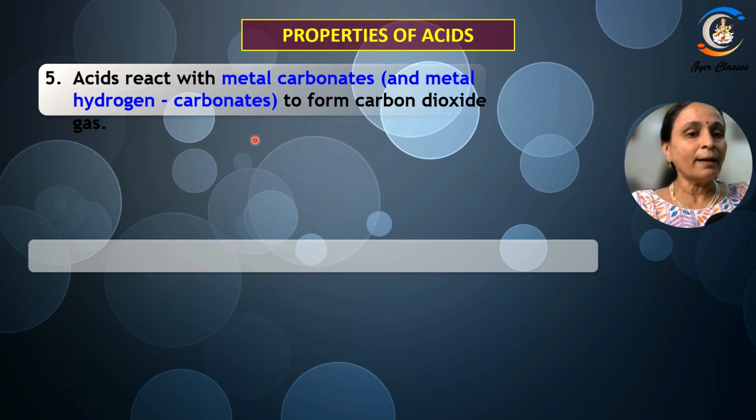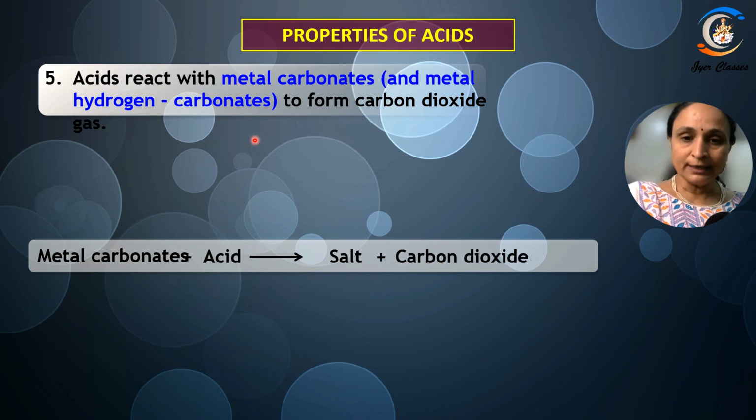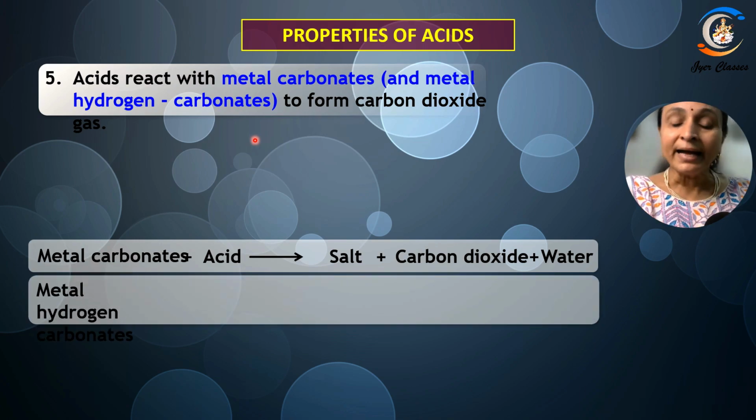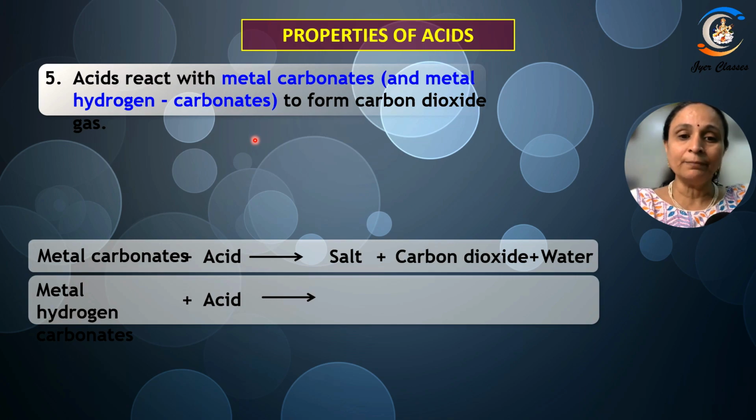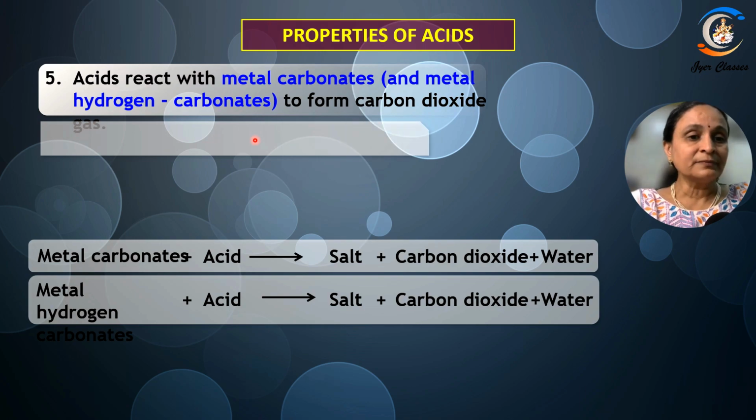So what happens when it reacts with metal carbonates? Metal carbonates, when they react with acid, will give you salt, carbon dioxide and also water. What happens when it is reacting with metal bicarbonate or metal hydrogen carbonate? Same thing. When it reacts with acid, it will give you salt, carbon dioxide and water. Let us take an example of the same.